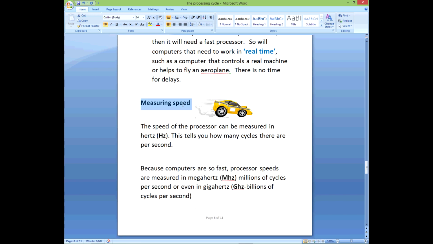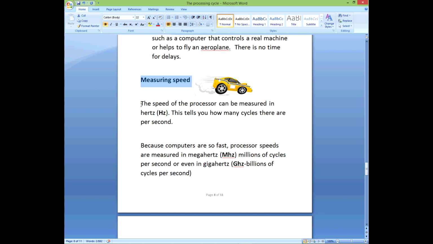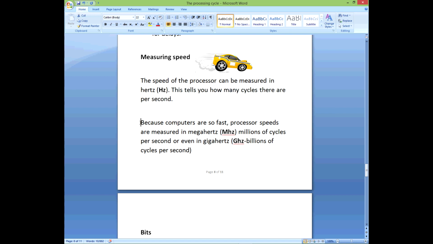Okay, measuring speed, and this is the speed of the processor. The speed of the processor can be measured in what's called hertz, and the abbreviation for hertz is Hz. Just like cm is for centimeter or mm is for millimeter, well Hz means hertz. So this tells you how many cycles there are per second. So how much data the CPU or the computer can process is measured in hertz. Because computers are so fast, processor speeds are measured in megahertz, millions of cycles.